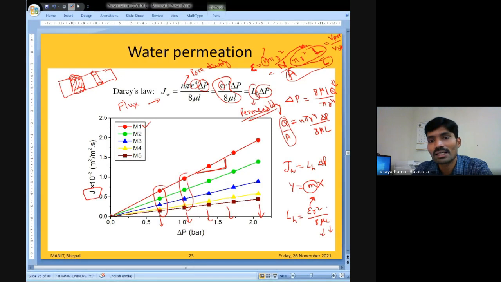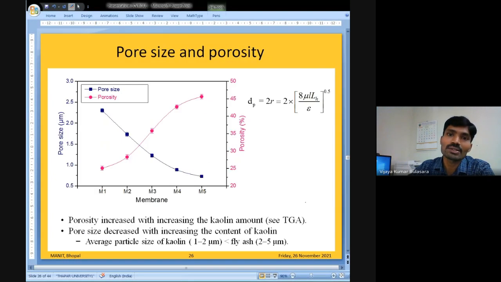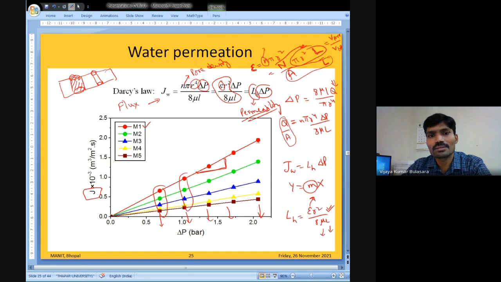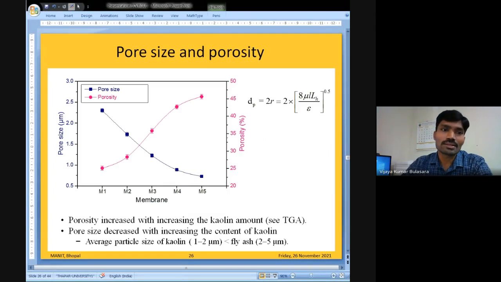Okay, so now we can determine the R value. R is the pore radius. So the average pore radius can be found from this relation. The pore diameter is twice the pore radius, that is dP is equal to 2R. Then the pore diameter is calculated from the slope of each line. So we'll get these pore diameters for different membranes, that is M1, M2, M3, M4, M5.